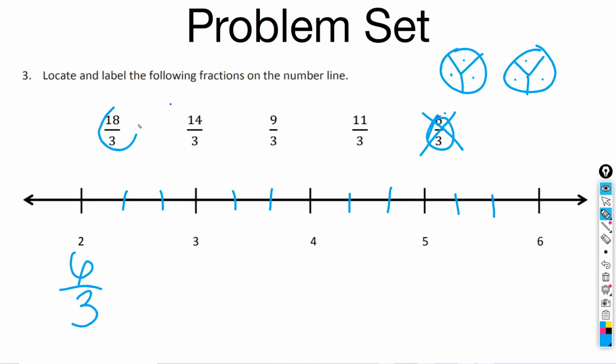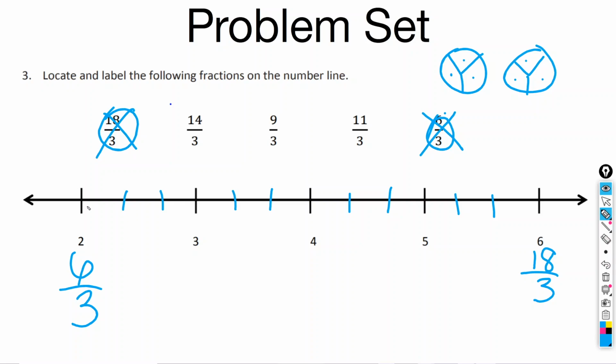So our first one is going to be 18 thirds. We're going to start at 6 and count up. 6, 7, 8, 9, 10, 11, 12, 13, 14, 15, 16, 17, 18. That's it. 18 thirds, which is the same as 6 wholes. And that one is done. Next is 14 thirds.